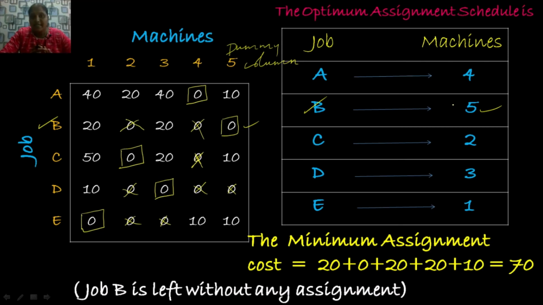Hope you got a clear idea about how to find an optimum assignment schedule for a given unbalanced assignment problem. How we have to add the dummy column and proceed to find the optimum assignment schedule, and how we have to add the dummy row to arrive at the optimum assignment schedule. In both cases we have discussed in detail here.